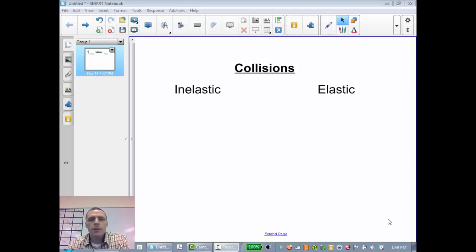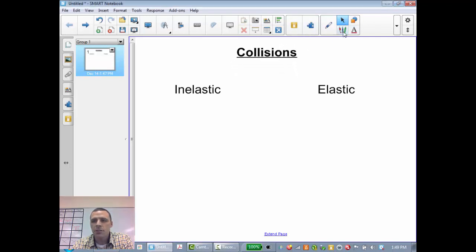Hi everyone, in this video all I want to do is briefly introduce collisions, which is a major component of the momentum chapter. I'm just going to talk about the two types of collisions there are. But the first thing I want to say is that regardless of the type of collision that we're going to deal with in the momentum chapter, the key point to all collisions is that momentum will always be conserved.